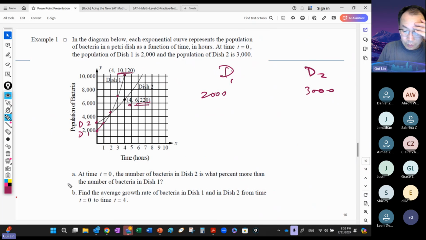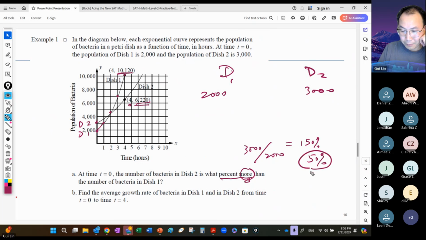So let's see what the question is. At time 0, the number of bacteria in dish 2 is what percent more than the number in dish 1? At T0, this is 3,000 here, and 2,000. What percent more? So 3,000 divided by 2,000, you get 150%. So how much more? Only 50% more, right?